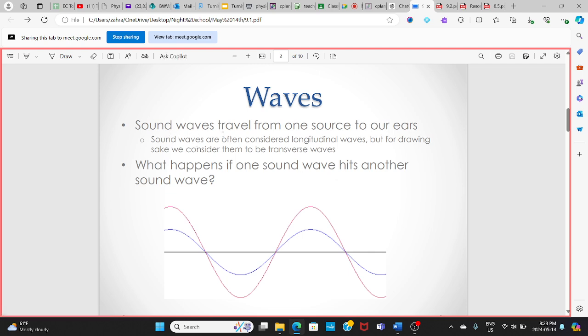So here's the sound waves travel from one source to our ears. Sound waves are often considered longitudinal waves. Again, longitudinal. When you speak, you pressurize the air, your sound compresses it and expands the surrounding air, and that's how it's moved forward.